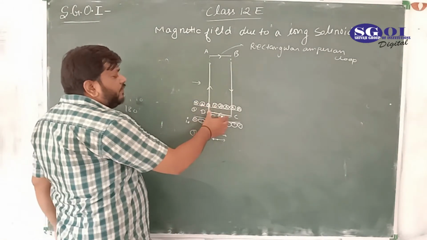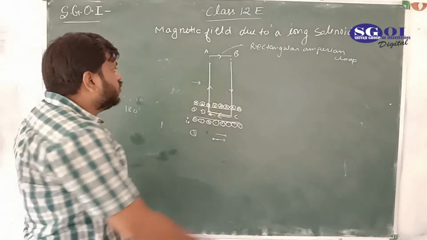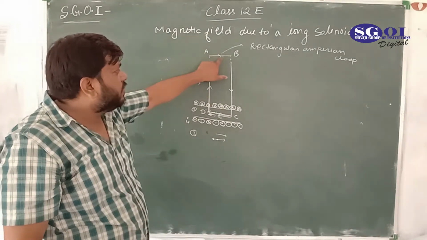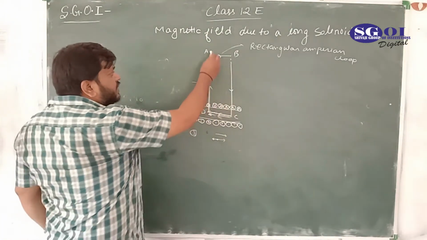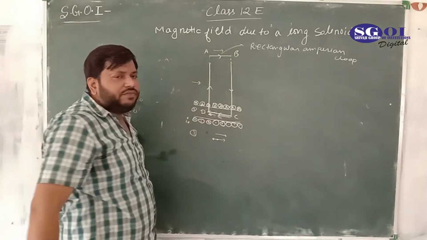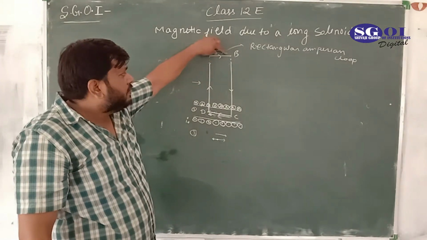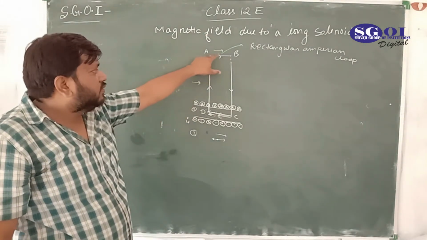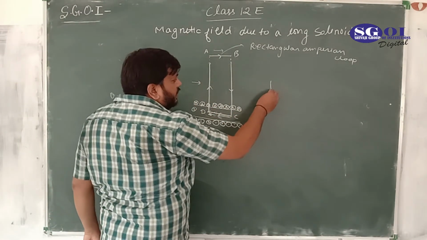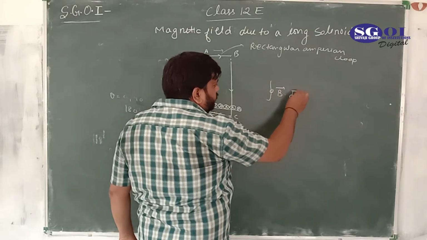So that's why we have taken the length of this Amperian curve very large, so that this AB is at a very large distance. The direction of the magnetic field at this point is obvious, in this direction, but the magnitude of the magnetic field is very negligible, so we can neglect the magnetic field at this AB length.